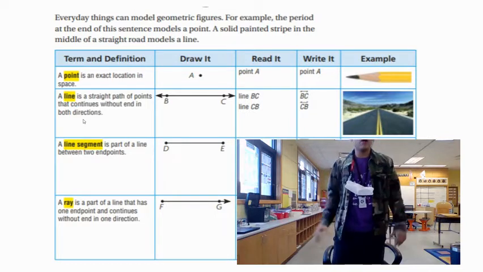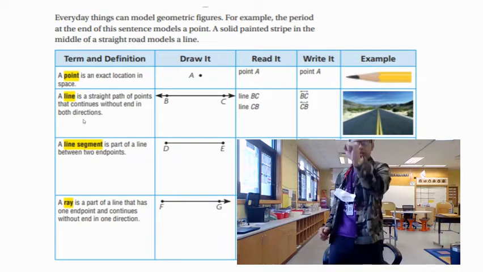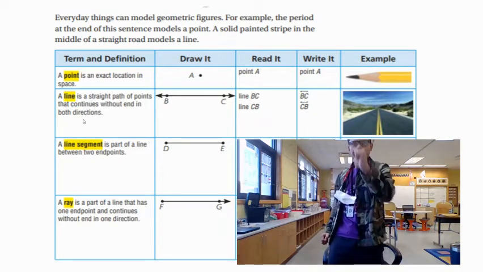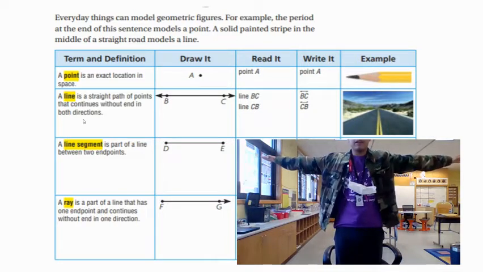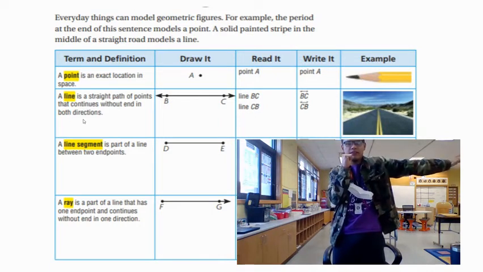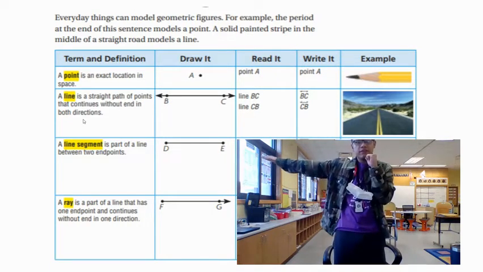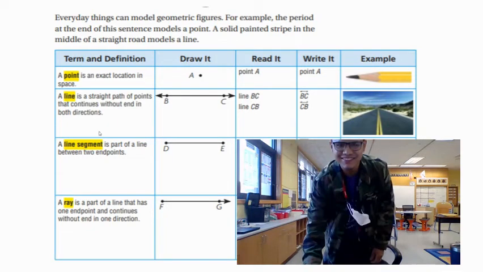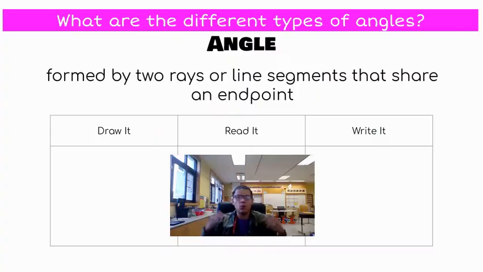Let's see if you can do it all over again. A point, give me a point. A line, give me a line. A line segment, give me a line segment. And a ray, give me another ray. Very good. Wow, getting up really gets my blood flowing, helps me concentrate a lot better.